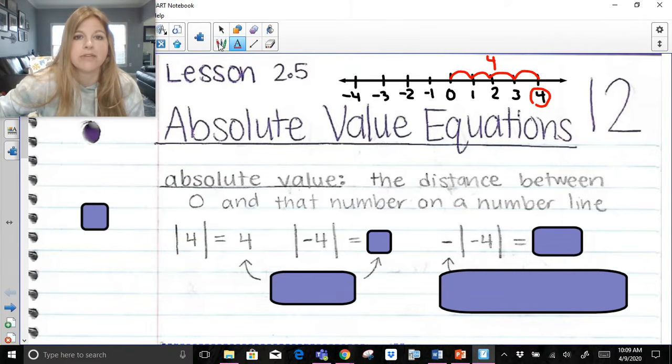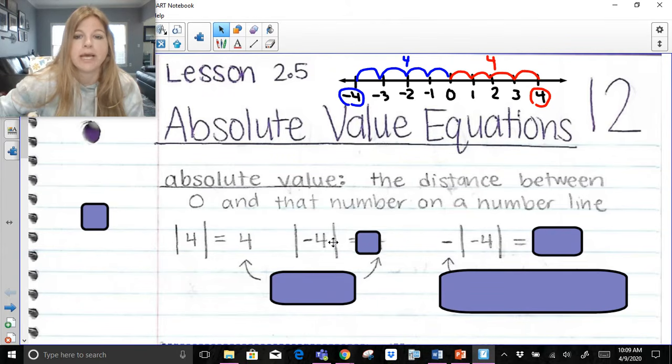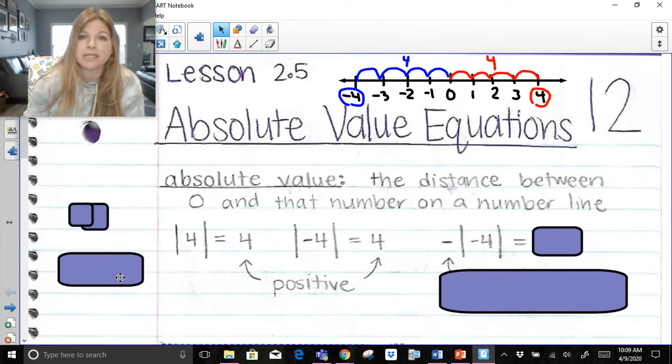Now for the second one, if I look at the absolute value of -4, and I do the same idea, I look at -4, and I want to figure out how far away is it from 0 on a number line. It's 1, 2, 3, 4. It's also 4 units away. So the absolute value of -4 is 4. Notice again, they're both positive. So the absolute value of a positive number is positive. The absolute value of a negative number is positive.